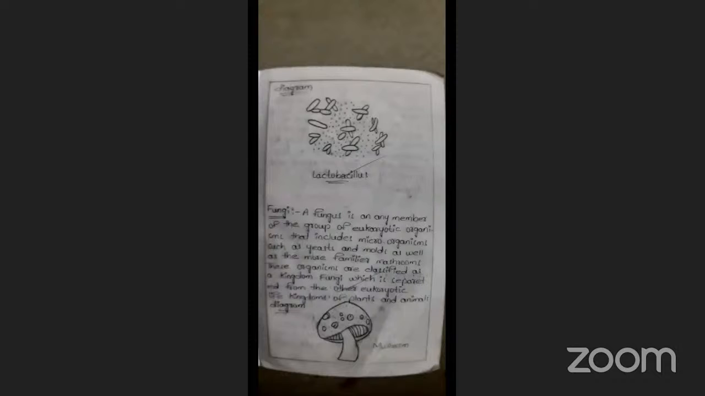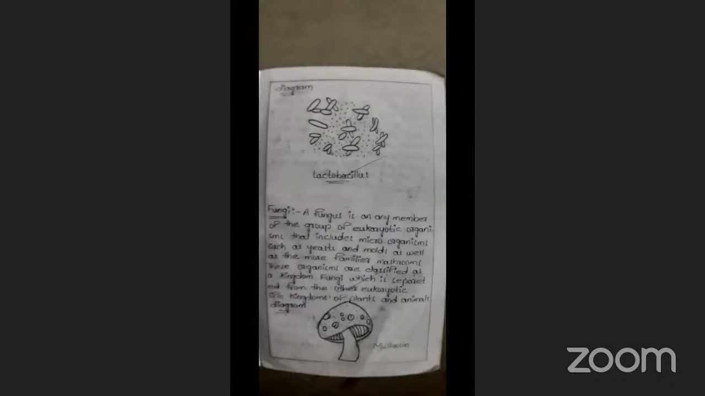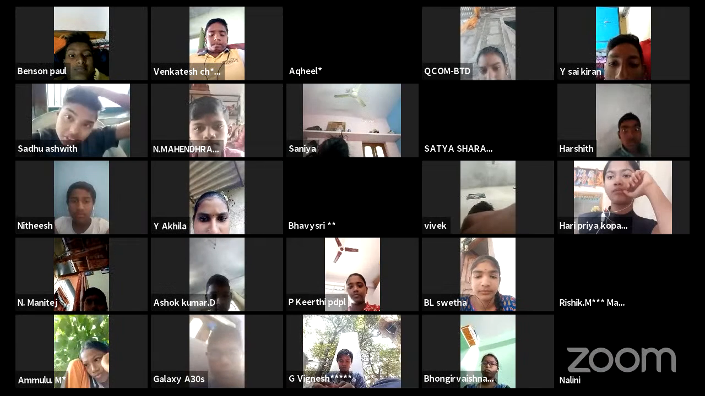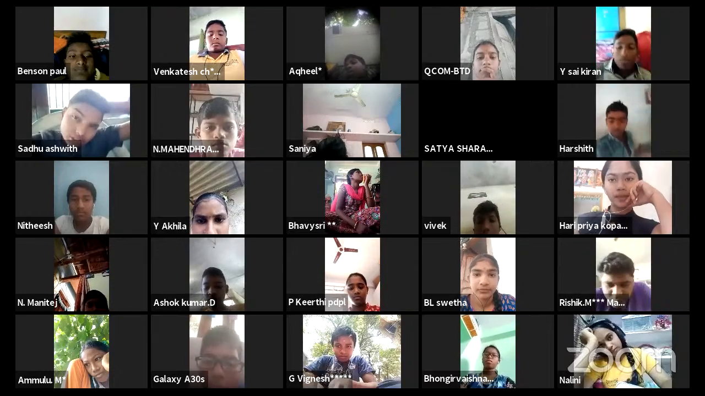Later, you can draw the diagram of a fungi. Here, this particular student has taken mushrooms as an example for drawing. You can draw these mushrooms, and if you want, there are many fungi you can take. From that, you can take any, and you can write clearly. Okay. Next, we can go to the protozoa.